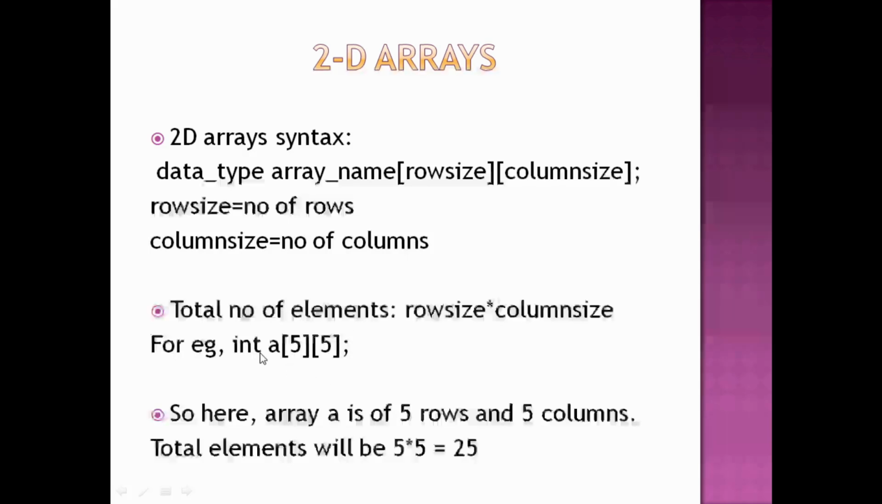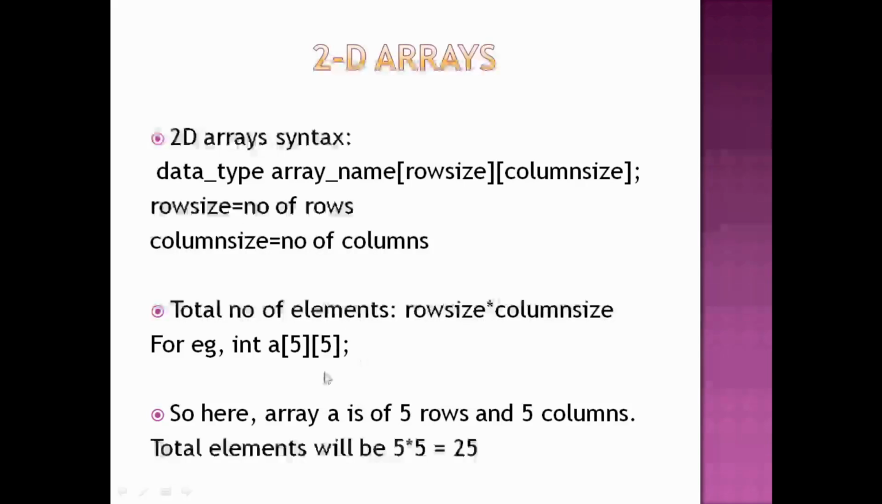So suppose an integer 2D array is declared like this: a[5][5]. How many elements are there? We can easily calculate by simply multiplying both dimensions. Row size multiplied by column size will give you the number of elements. So the number of elements is 25.